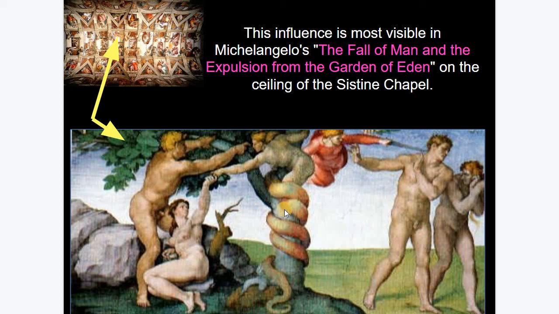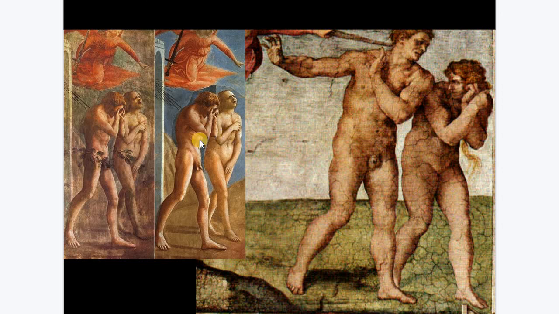And this is a cool thing. The serpent, I like the way he did that. It's pretty cool. Anyway, that expulsion piece. Remember Masaccio did that. Here's the Masaccio one here. Here's the Michelangelo one. I actually kind of like the Masaccio one better because they kind of seem like they're more sad. But I don't know. Maybe you like the Michelangelo one better.